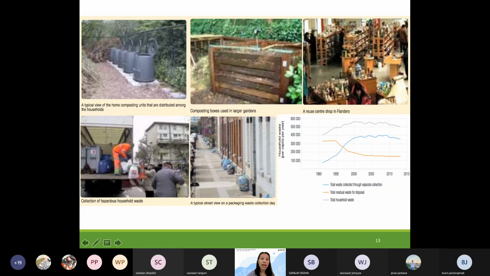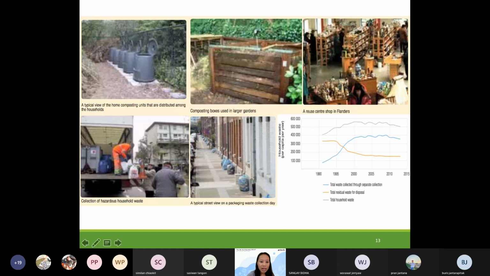You can see they have waste separation at source, right? And they also have a reuse center shop in their areas, right? And for some parts of the organic waste, they have to separate it and make a composting box that is supplied by the local government, right? You can see the local government supports many equipment and materials for separating this solid waste at the source, right?